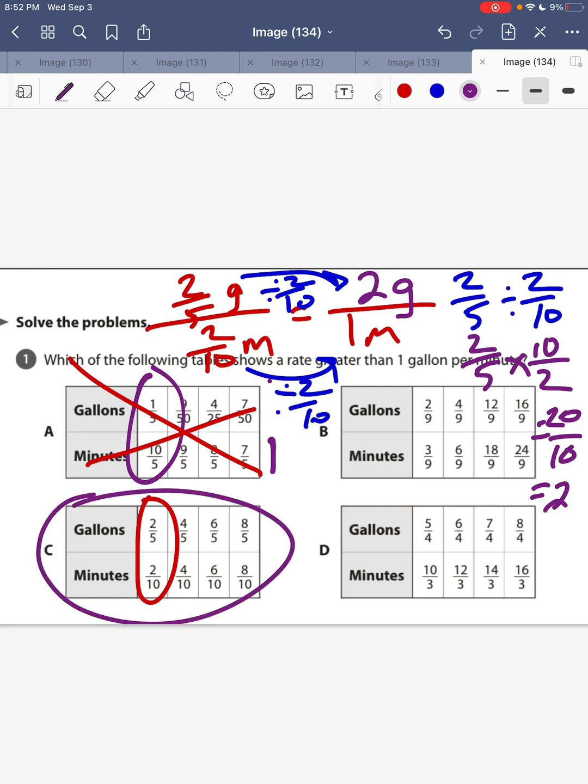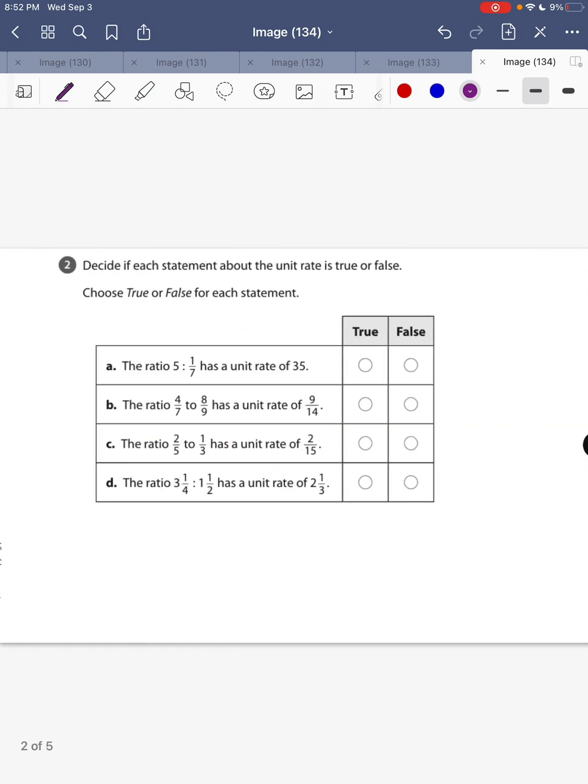Again, you don't have to check all. If I was taking this quiz, I would probably check B and D as well, just to make sure those are also left. But for today's purposes, we're just going to go with C. Okay, on to the next one.